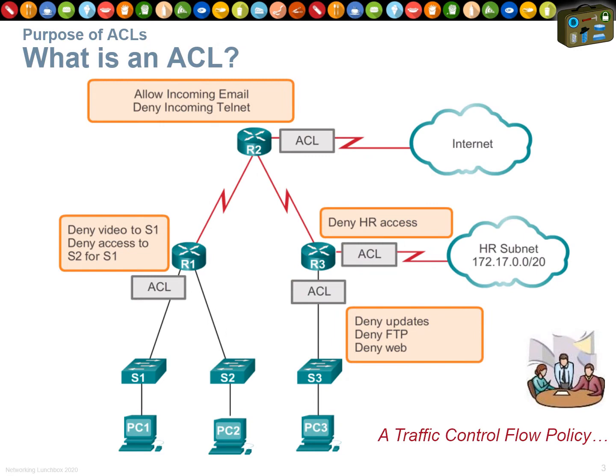The most important thing to get your head around when you're thinking about access lists is policy. This is a policy. We're setting up a policy. We've got a policy on router 1 that says don't let these guys do video access. We've got a policy on router 2, allowing email and disallowing telnet. We've got a policy on router 3, do not let people talk to the HR VLAN and do not let people get onto the internet to do FTP or Windows Update. The first thing you're doing whenever you're setting up access control lists is think about a policy and what you're actually trying to achieve.